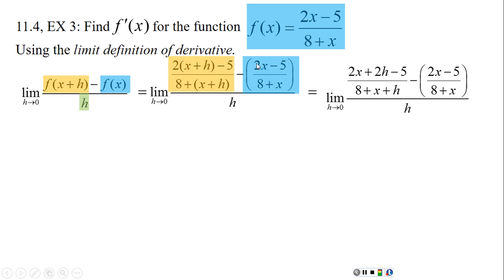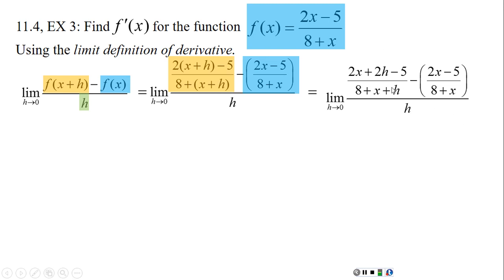So on my next step, all I did was distribute the 2 across. So I distributed this 2x plus 2h. And then down here, I took away the parentheses because I distributed the plus sign. Okay, so at this point, we want to subtract these 2 terms, but the denominators are totally different. This says 8 plus x plus h, and this one says 8 plus x. We want to get a common denominator going on here.